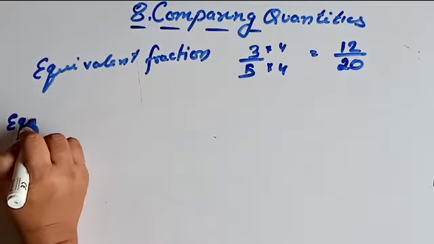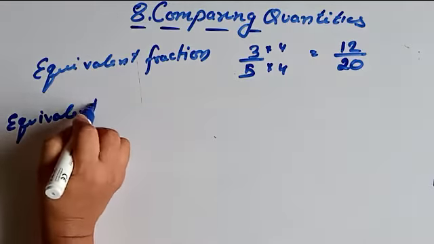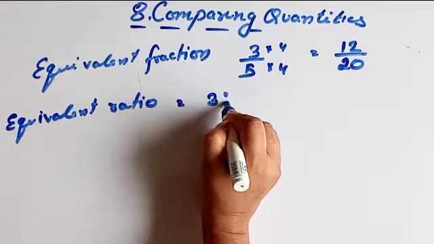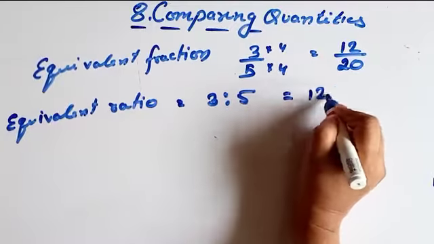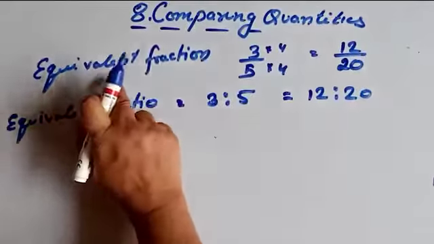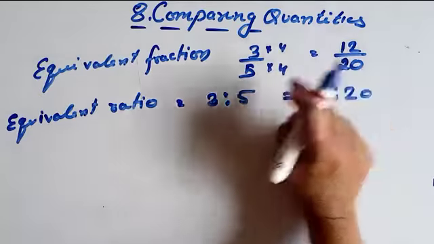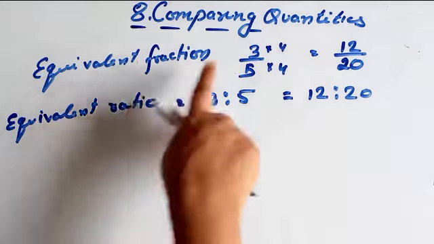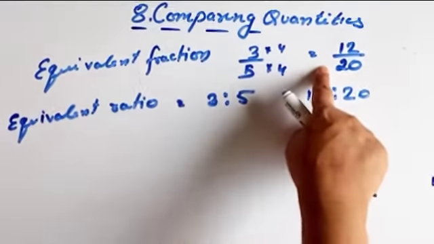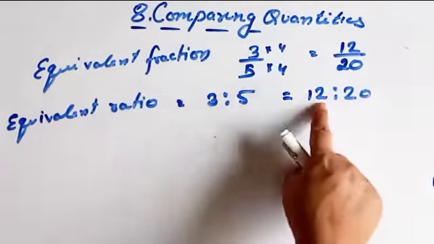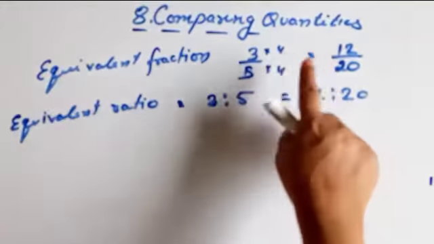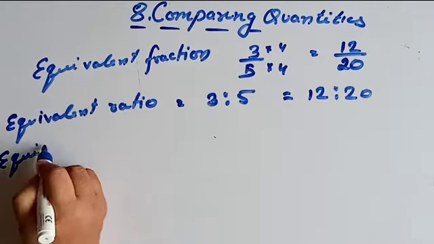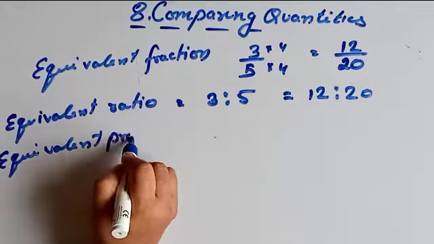Now what will be the equivalent ratio? Suppose we write this as 3:5. This is the equivalent fraction 3/5 and 12/20. So the equivalent ratio will be 3:5 equal to 12:20. That means if two fractions are equal, we can say that the ratios are also equivalent. Now suppose this is an equivalent proportion.